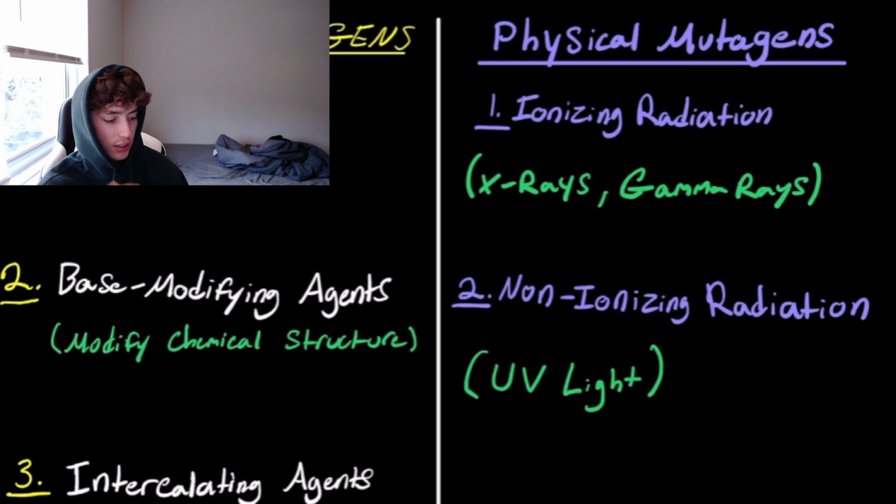Base modifying agents are agents that will modify the chemical structure of existing DNA bases. This will ultimately change how they pair during replication. Nitrous acid, for example, is a base modifying agent. This will actually cause adenine to bind to cytosine instead of thymine. So this would lead to a point mutation. Again, base modifying agents are anything that will chemically alter the structure of existing DNA bases.